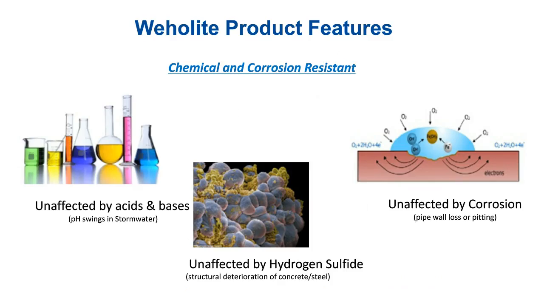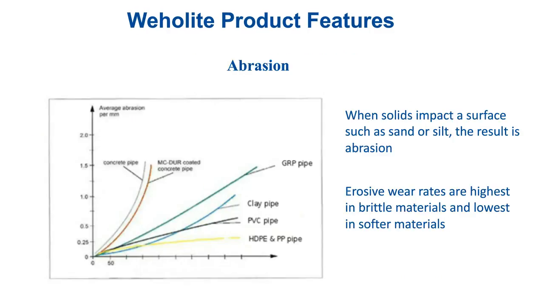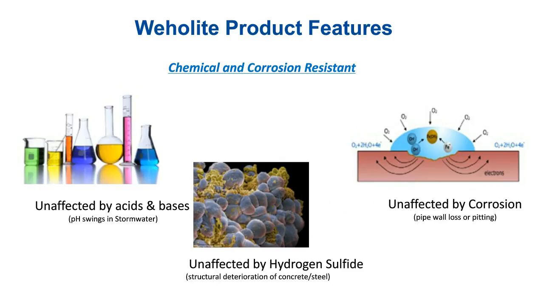Oops, sorry about that. One of the other aspects of HDPE is its chemical inertness. Because it is an organic material, it's unaffected by acids and bases. So if you had pH swings from very low to very high, it's inert to those, which is great for wastewater treatment, chemical batch tanks, or even stormwater systems.